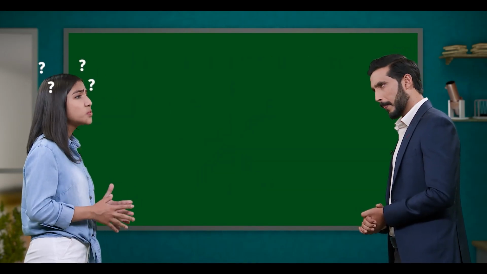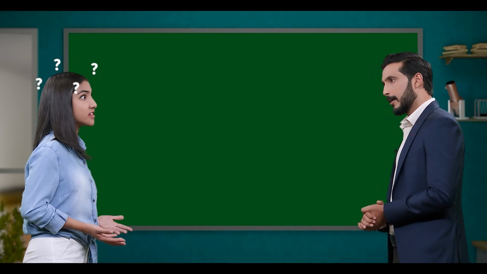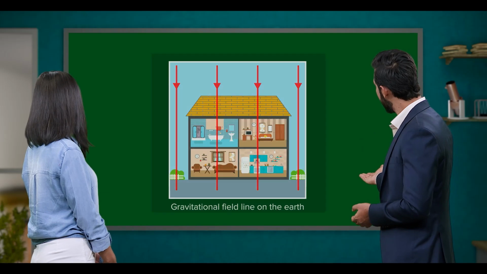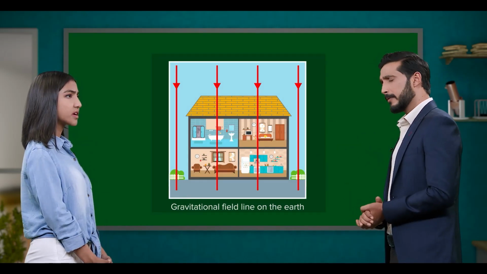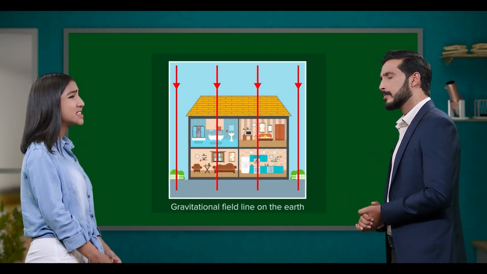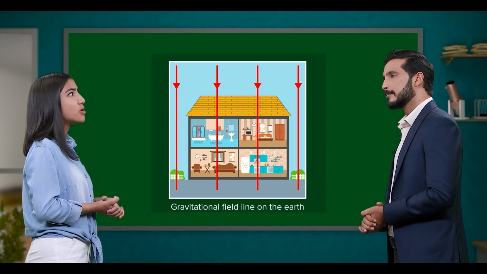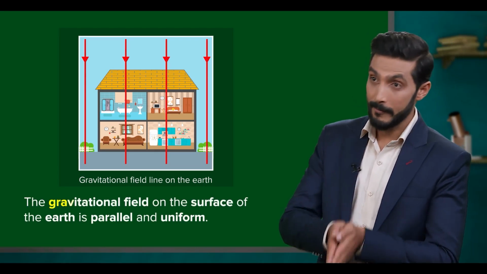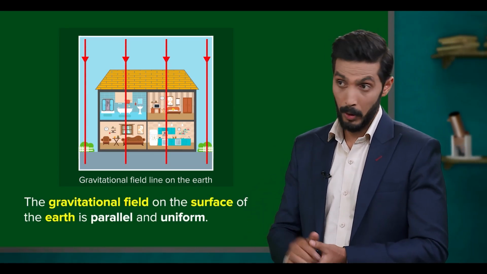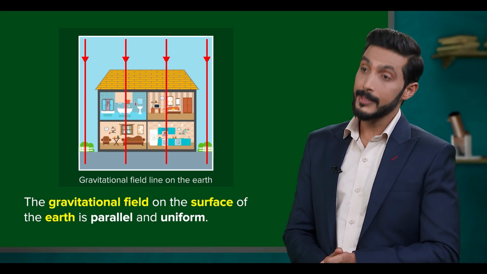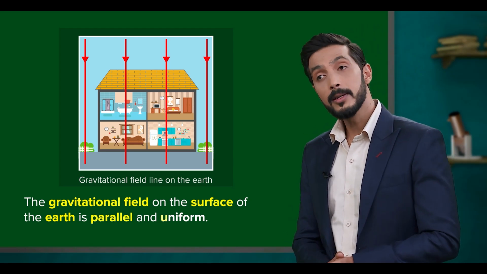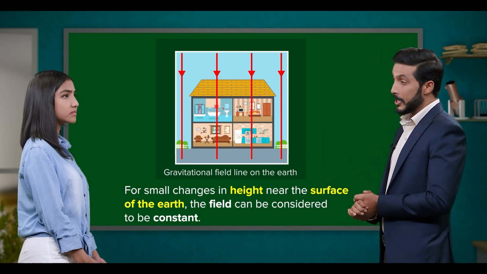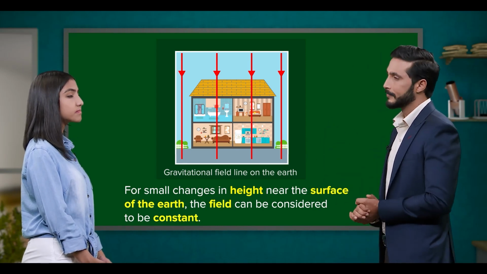Then, teacher, what would those field lines look like on the Earth? Good question. Here, it might look something like this. Can you describe this? It looks like these lines are parallel to each other and also equally spaced apart. Excellent. This implies that the gravitational field on the surface of the Earth, on a scale comparable to the size of this building, is parallel and uniform. So, for small changes in height near the surface of the Earth, the field can be considered to be constant.